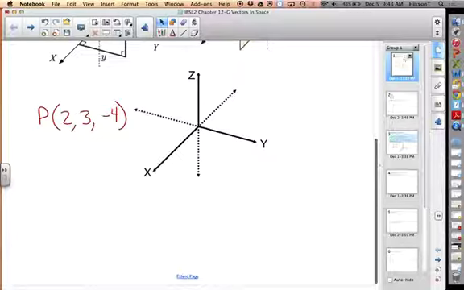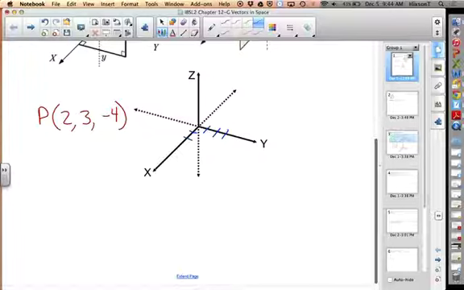I'm going to show you how we would plot the point (2, 3, -4). When I'm plotting (2, 3, -4), first of all, I'm going to start with my x, and I put the marks on the x-axis. You'll notice I try to make them parallel to the y-axis. That'll help me figure out where exactly to go as I move over on my y-axis. The y-coordinate is 3, so I'm going to put the marks on my y-axis, and you'll notice I made those parallel to the x.